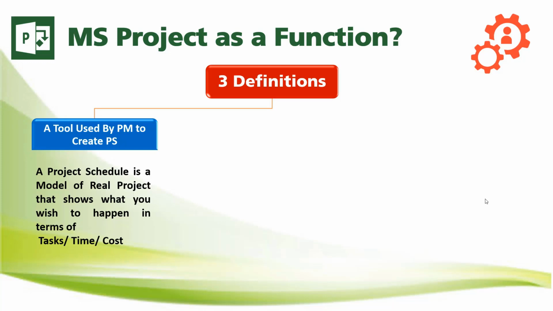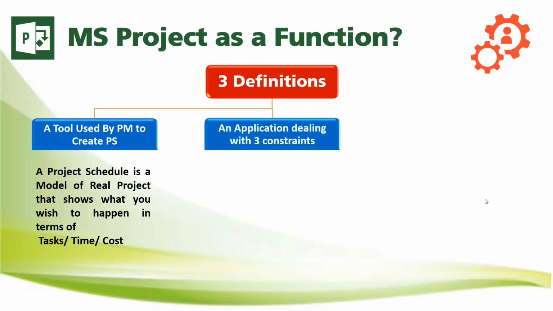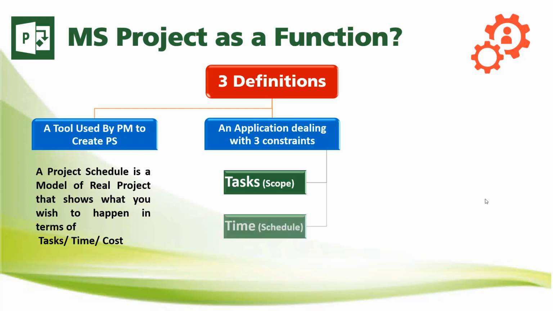For the second definition, I'll be using these three terms, because Microsoft Project is an application dealing with three constraints. A list of tasks, this is what we call the scope of the project. And because each task has a start time and a finish time, and accordingly the entire project has a start date and a finish date, we are talking about time, or schedule. And because we are very much concerned about the cost of the project, we'll be talking about cost, or budget. We don't want our project to go over budget.